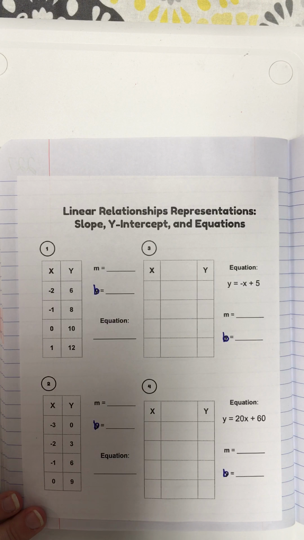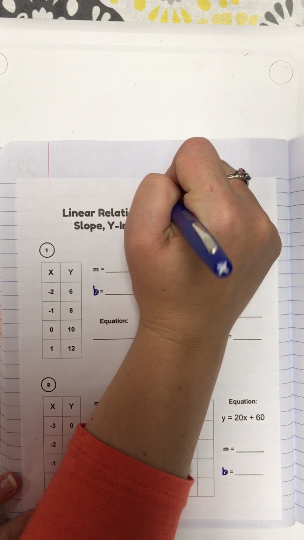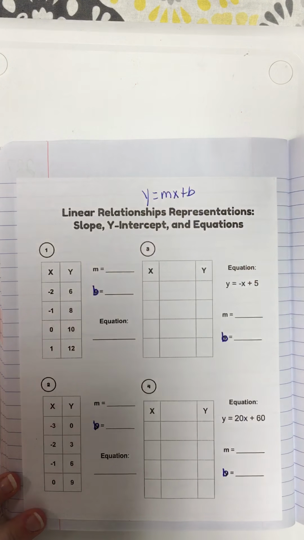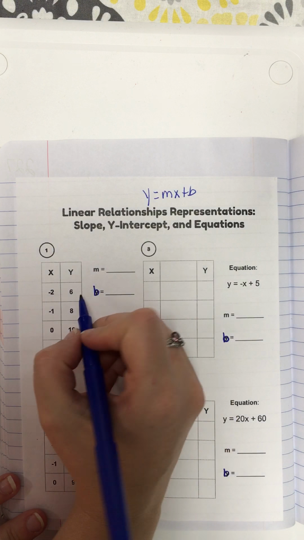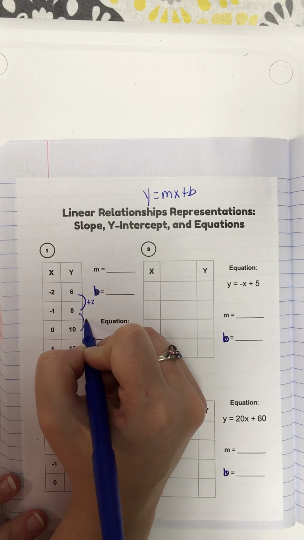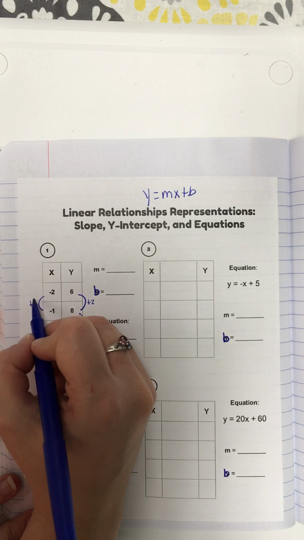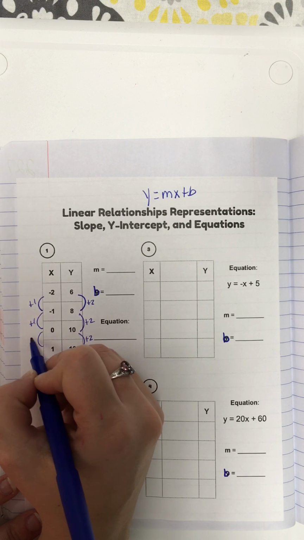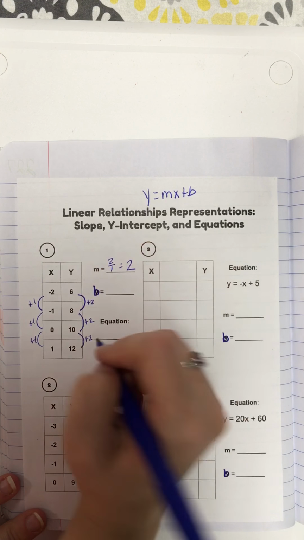Okay, and then we're going to find the slope, the y-intercept, and the equation. Remember, your equation is y equals mx plus b. One more time, we've gone over this a million times. Slope is the change in y, so 6 to 8 is 2, 8 to 10 is 2, 10 to 12 is 2, over the change in x, plus 1, plus 1, plus 1. So 2 over 1, which is 2. So my slope is 2.